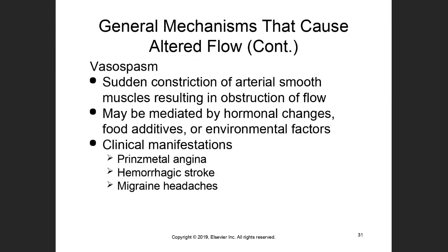Now we have vasospasm, the sudden contraction of arterial smooth muscle resulting in obstruction of flow. Clinical manifestations of vasospasm include trigeminal angina. Angina is basically chest pain, okay? We also have hemorrhagic stroke and migraine headache. All of them could be due to vasospasm, okay? And the medication used for vasospasm is always a calcium channel blocker, nifedipine.